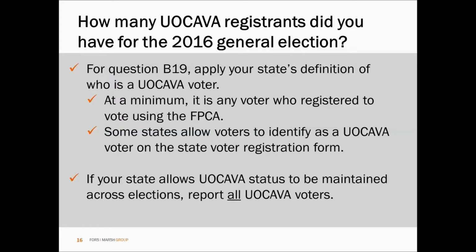So, question B19 is asking about your total UOCAVA registration population. How many individuals in your state were registered to vote as a UOCAVA voter for the 2016 general election? So at a minimum, any voter who registered to vote using an FPCA would be considered a UOCAVA registrant. And if your state allows additional individuals to register as a UOCAVA voter, or they used a state registration form to request UOCAVA status, you would include all of these people.